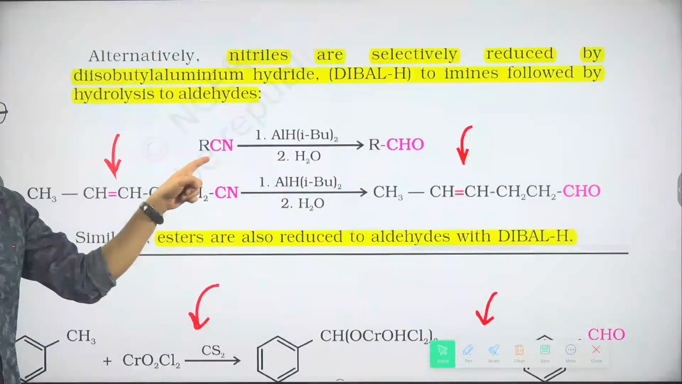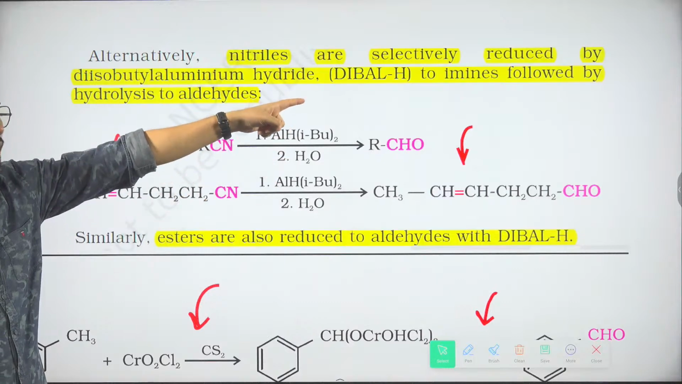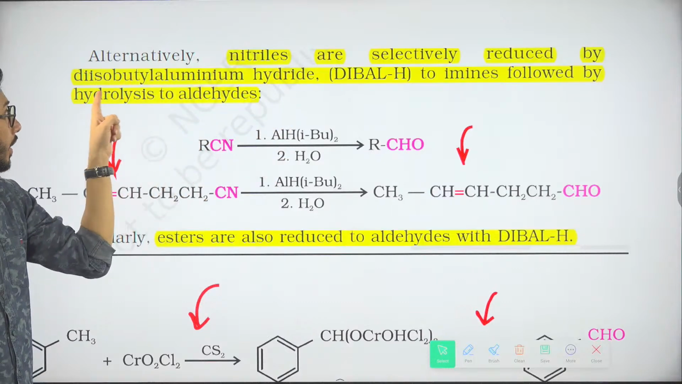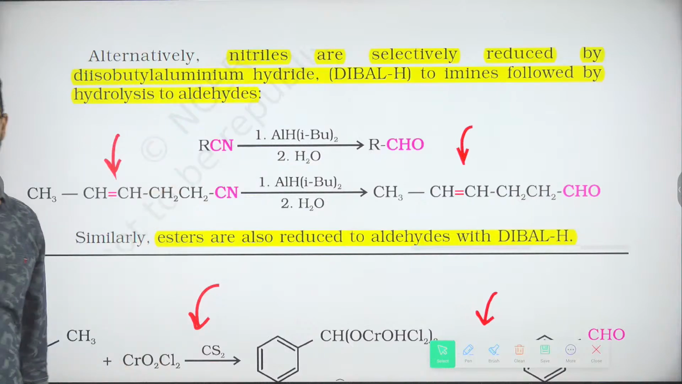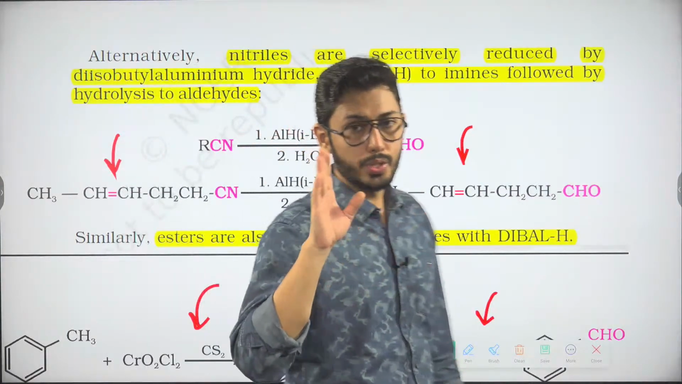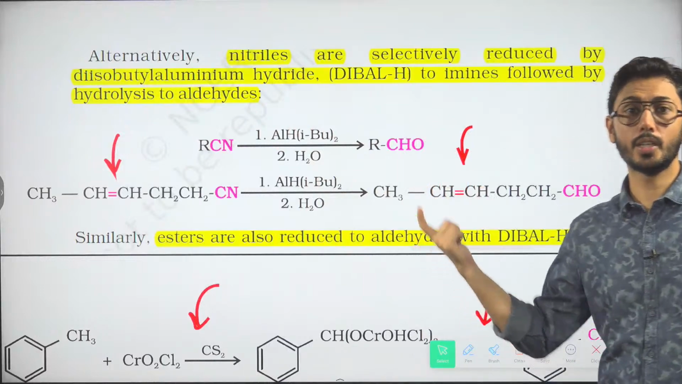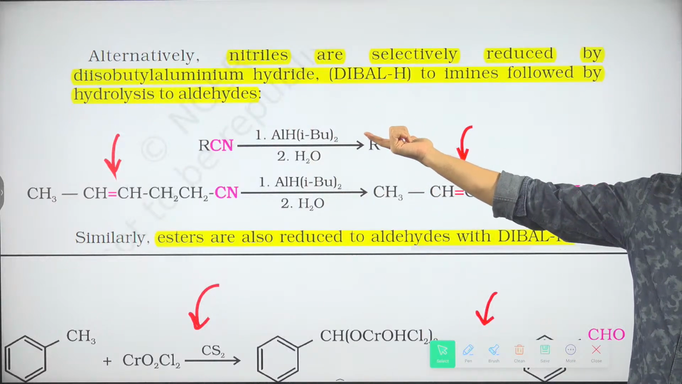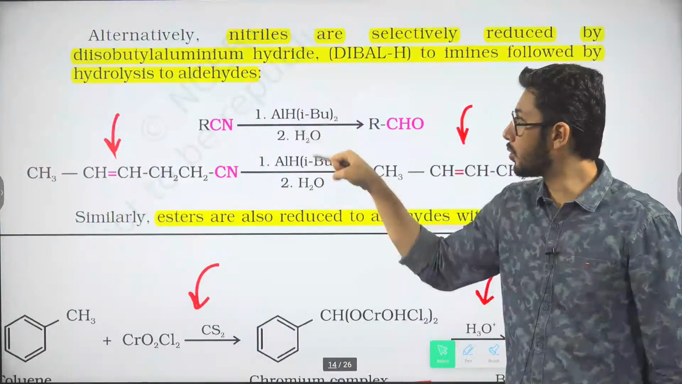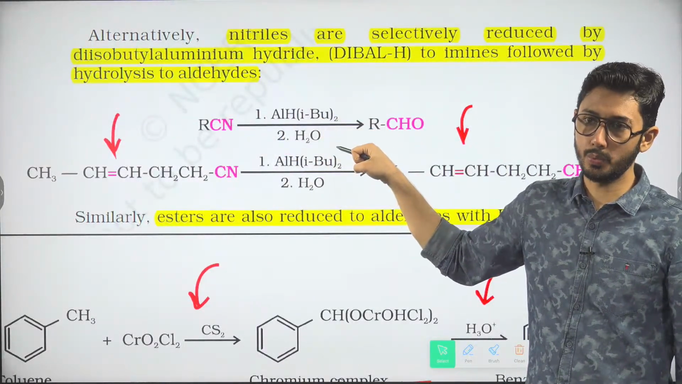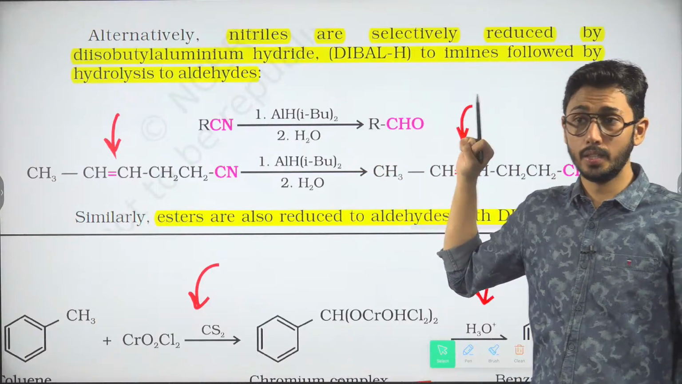Nitriles can also be converted to aldehyde by which reagent? DIBAL. DIBAL is diisobutyl aluminium hydride. It also converts CN to CHO formation, just like the above reaction, Stephen's reaction. Now here, what are the points given? Cyanide, a two-step reaction, DIBAL, and second step H2O. Hydrolysis done.